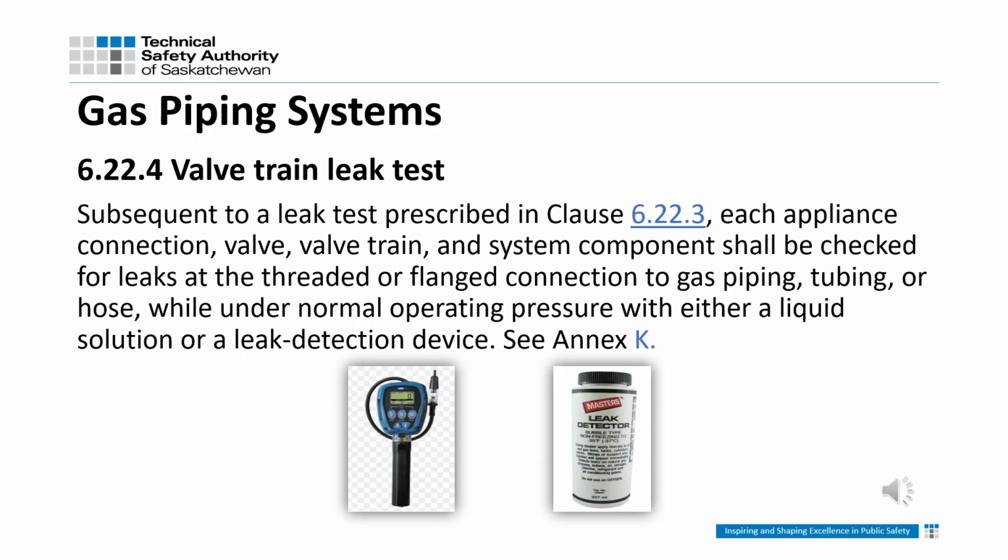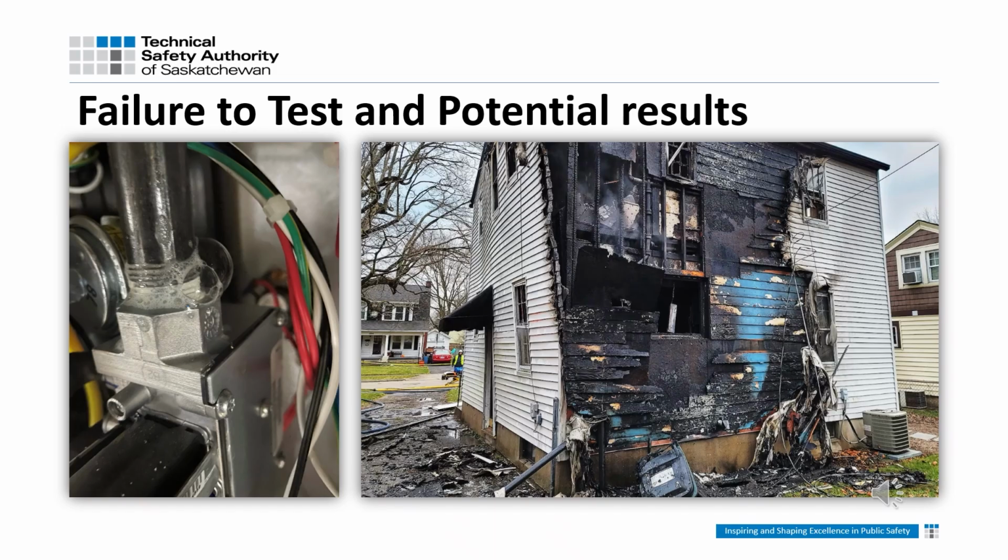6.22.4 Valve train leak testing. This has been a long-standing practice in the industry. Make sure you take your time during this step to prevent any mistakes. This can be done with a gas detector or the timeless process of using soap. Make sure to use the proper soap for any time you are soap testing CSST. Failure to test can result in catastrophic results. Gas leaks will cause a loss of reputation for yourself and your company.